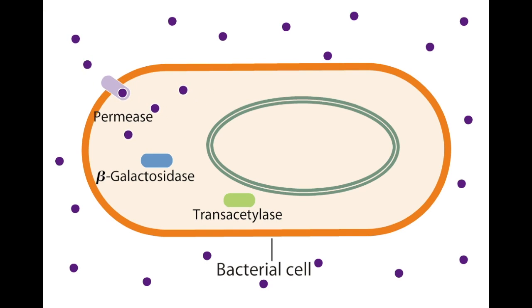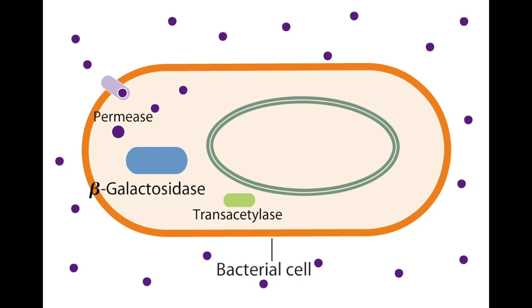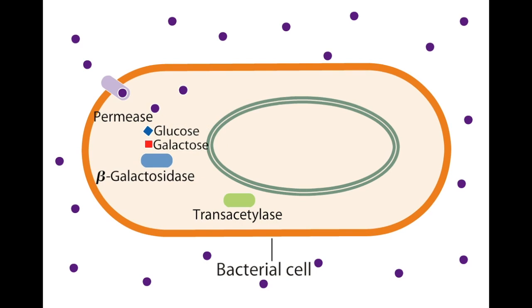To utilize lactose as an energy source, E. coli bacteria use the enzyme beta-galactosidase, encoded by the Lac-Z gene of the lac operon, to break lactose down into glucose and galactose. The function in lactose metabolism of the third enzyme, transacetylase, also produced by the lac operon, is not yet known.